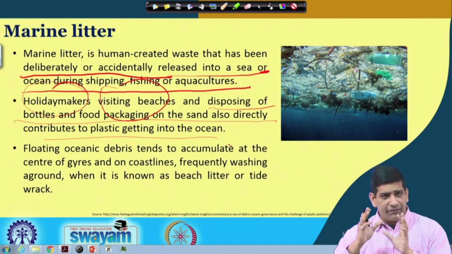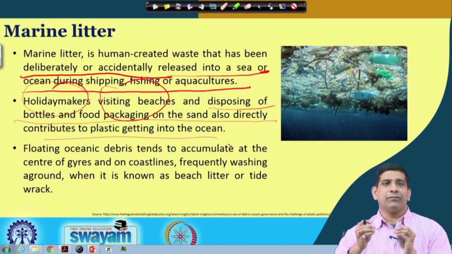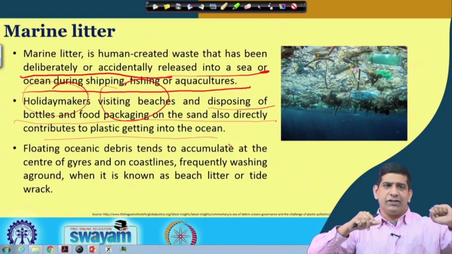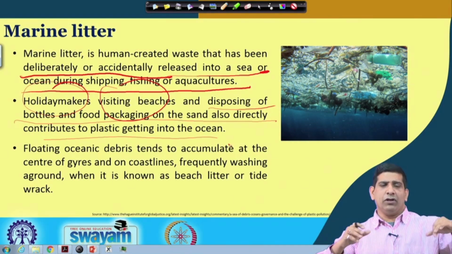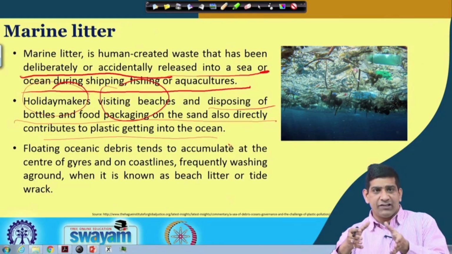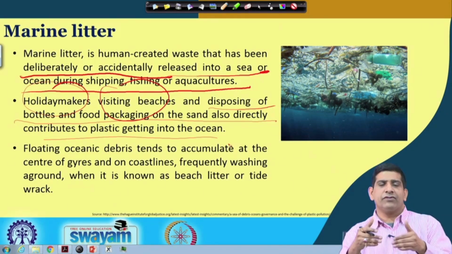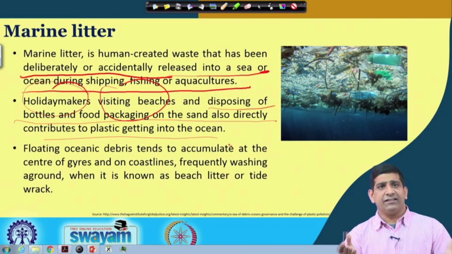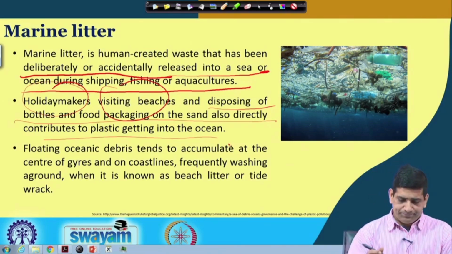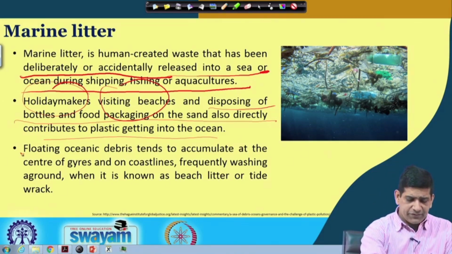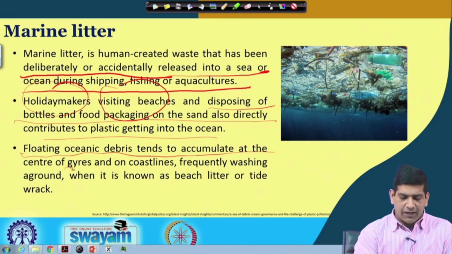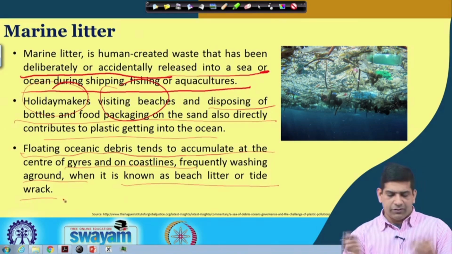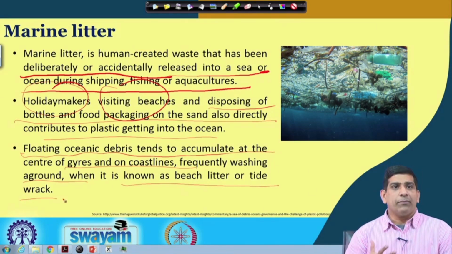But even if that does not take place, because of improper management of plastic globally in many developing countries, and leakages from developed countries as well, plastic does end up in water bodies, and as we know, most surface water, rivers and other streams ultimately drain into the sea. So that's where the plastic ends up. Plastic at sea acts as a sink for this plastic waste. Floating ocean debris tends to accumulate at the center of gyres and on coastlines, frequently washing ashore, where it is known as beach litter or tide wrack. So that's what marine litter is all about.